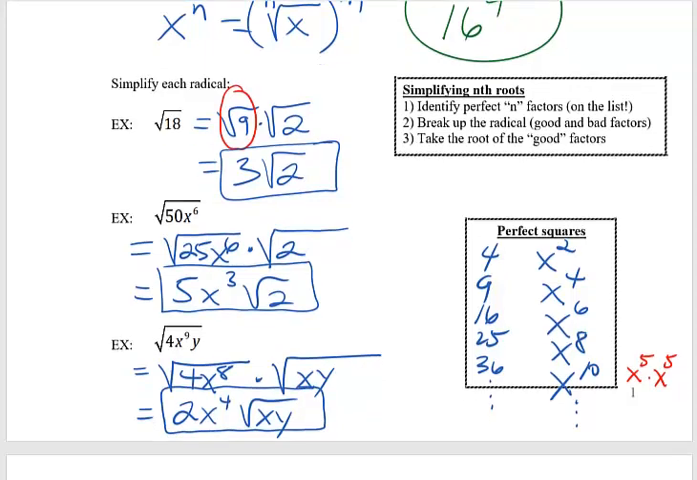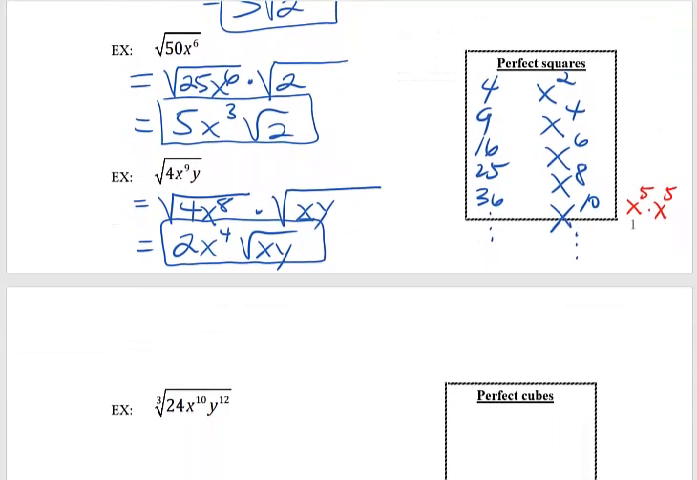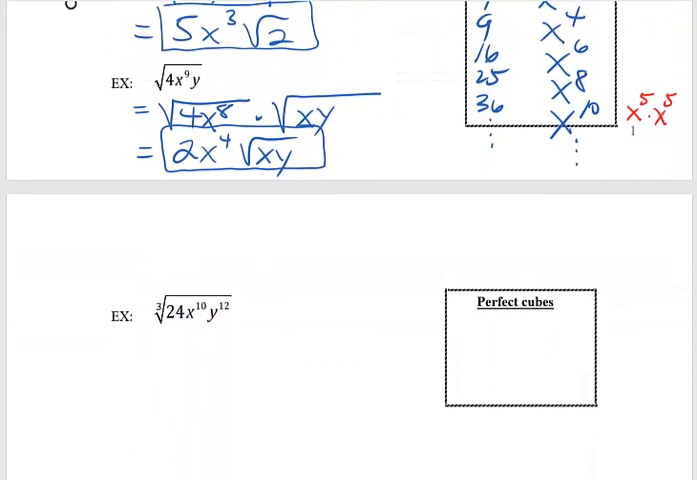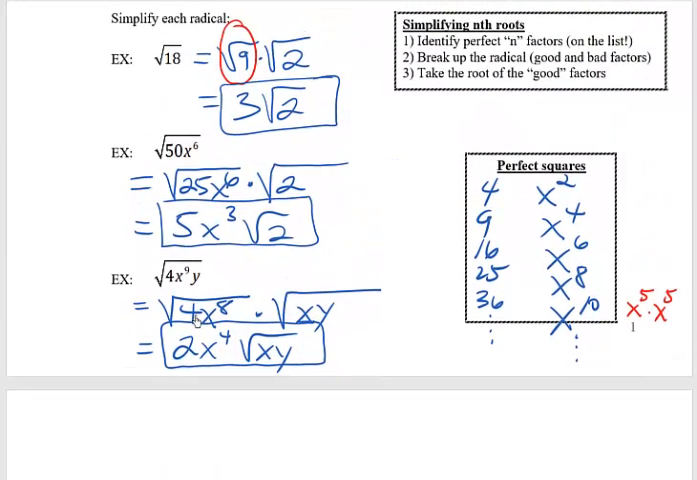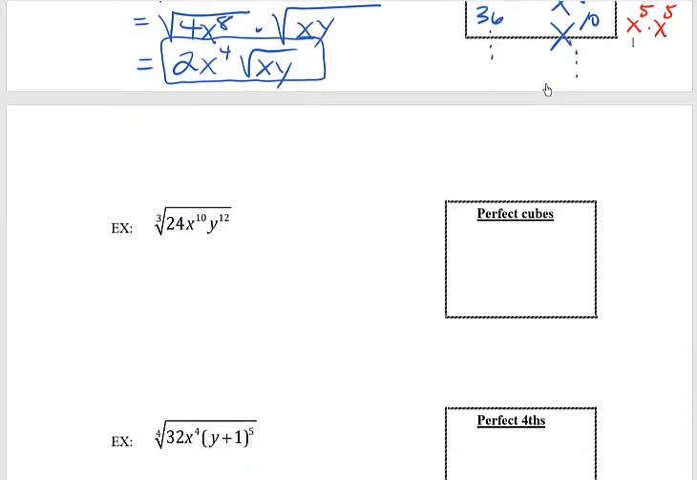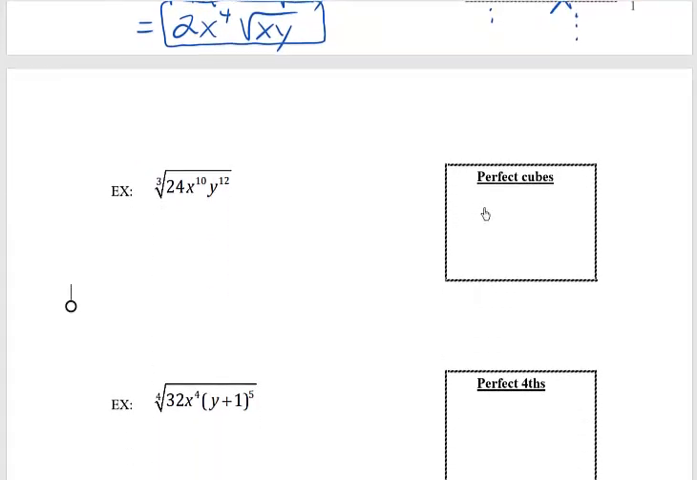Okay, so now let's try a different sort of problem here. It's the same directions. These are still simplify problems. But now I'm being asked to simplify a cube root instead of a square root. It is the same process as what we've been doing. It's just that now I need to be finding perfect cubes before I break up the radical and do the good and the bad and all that stuff. Well, again, let's pause for a moment and jot down our perfect cubes.